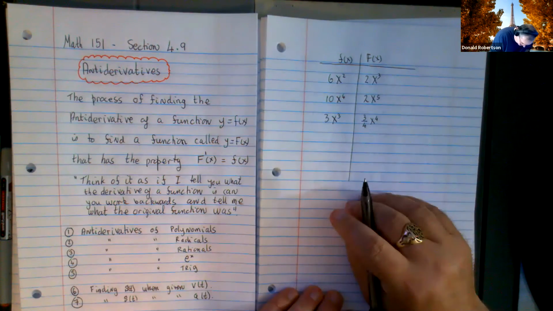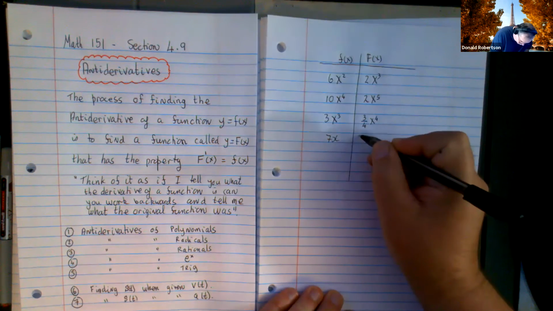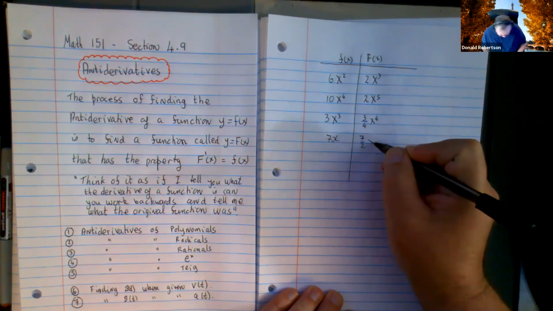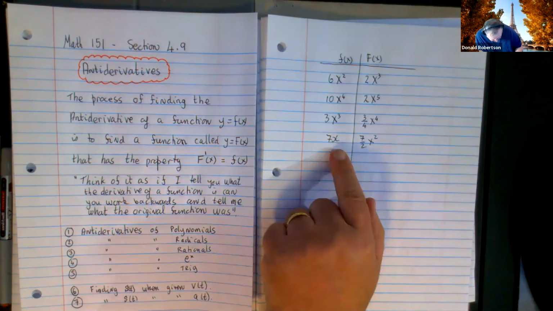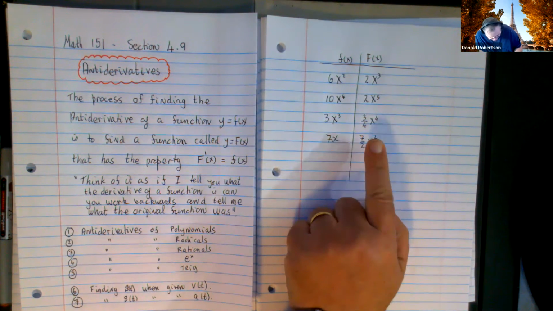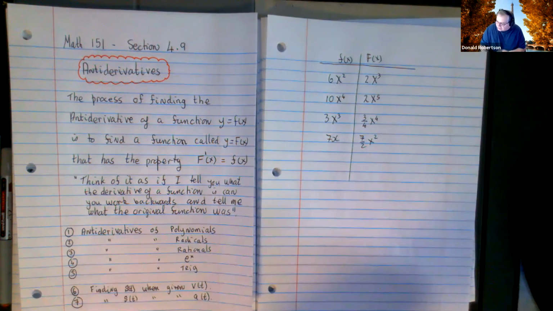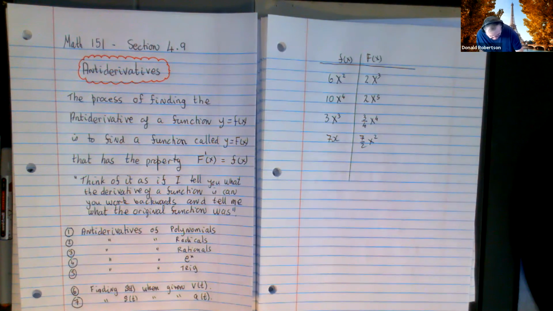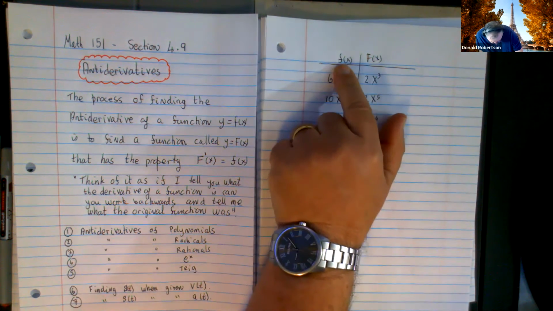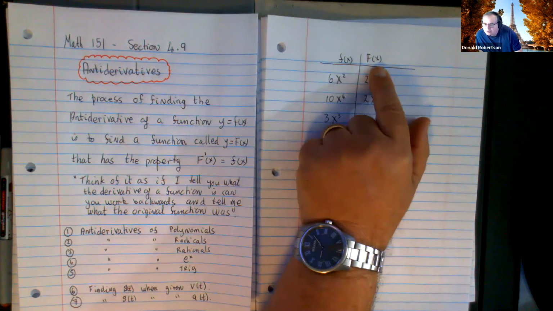7x. Its antiderivative would be 7/2 x squared. The antiderivative of 7x is this. It's the function that, if you differentiated it, would get you back to that one. It's the undo of differentiation, right? And the notation that we use is the original function will be called f of x, and the antiderivative is going to be called capital F of x.